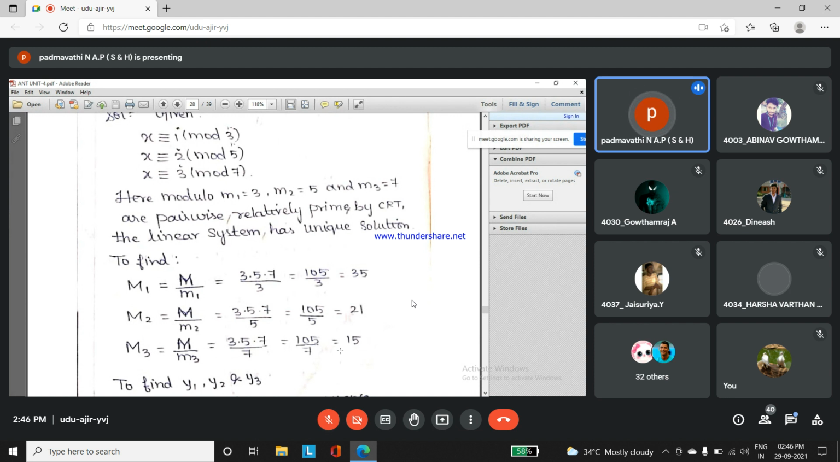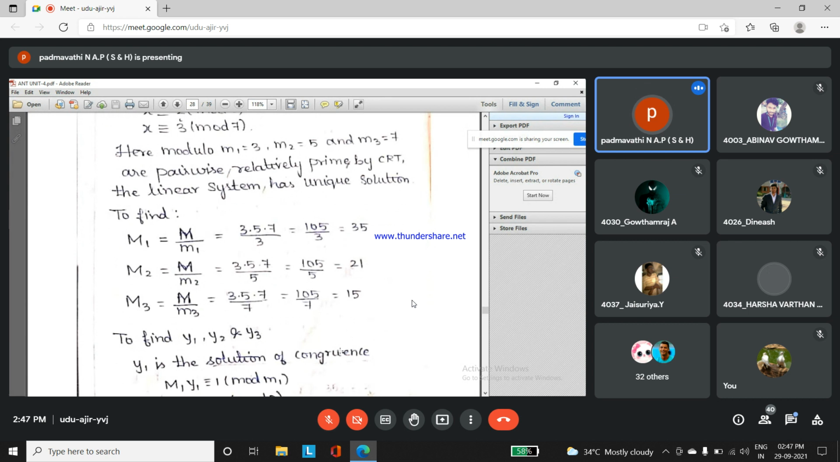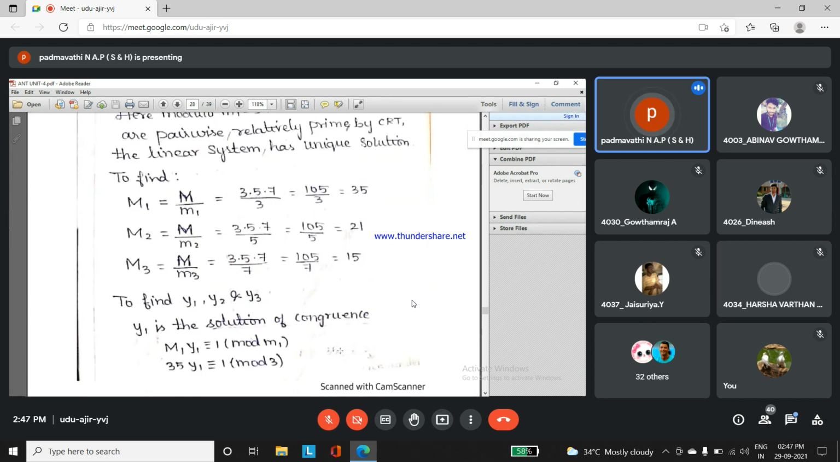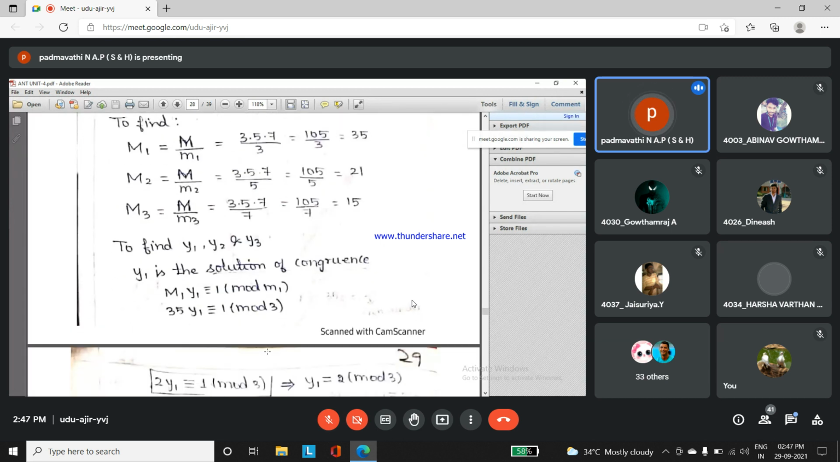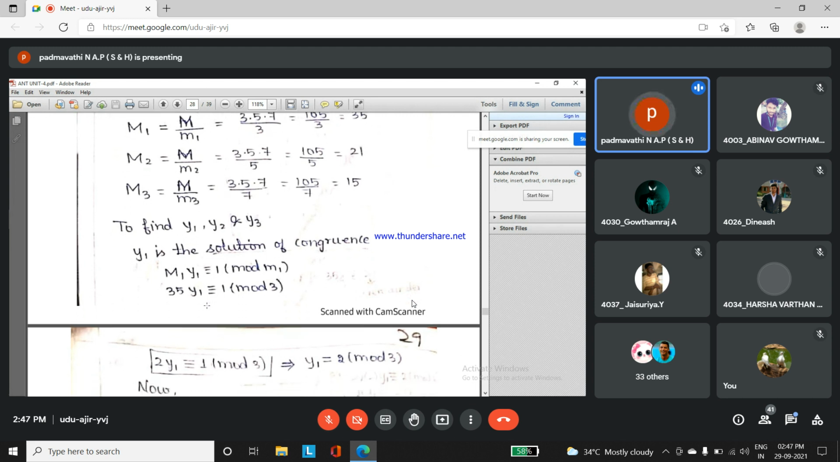Next we are going to find the values of Y1, Y2, Y3. Y1 is the solution of the congruence. The formula is M1 into Y1 is congruent to 1 mod m1. This is the formula to find Y1, Y2, Y3. So M1 into Y1 is congruent to 1 mod m1. What is the value of M1? M1 is equal to 35. So 35 Y1 is congruent to 1 mod 3. Next, how can we simplify this?